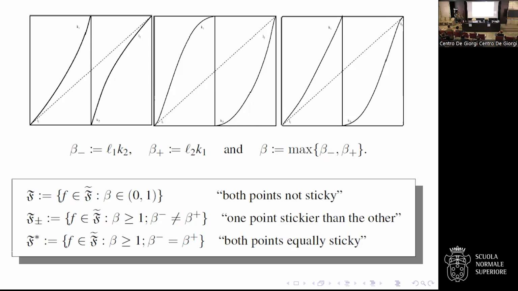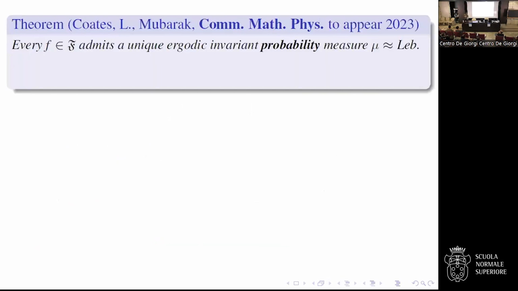And we're going to study them systematically. It turns out there is a very nice description for each of these families. So first of all, in this paper with Mubarak, we study F, which is the non-sticky situation. And we show that this sigma-finite measure is actually finite, right? So there's a unique ergodic invariant probability measure, mu, equivalent to Lebesgue. So this is the physical measure. And we study various properties.